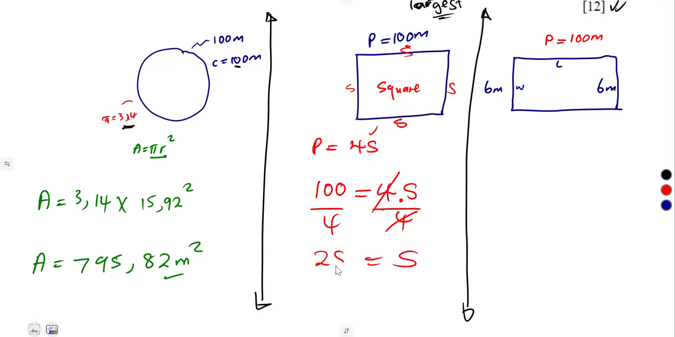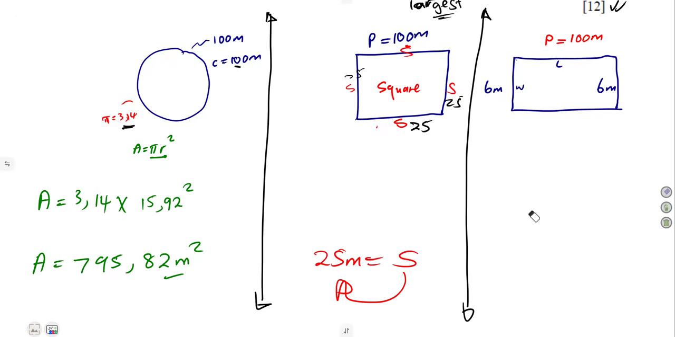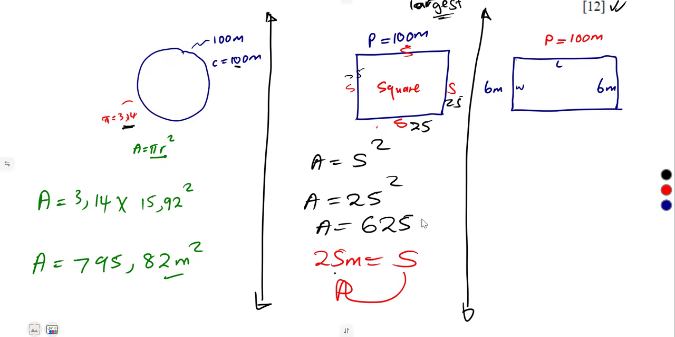So that was going to give us 25 meters. So s, which is each side of a square, is what? 25, 25, 25, 25, like that. So what is the area? If the side is 25, area is equal to side squared. So area is going to be 25 squared, which is 625 square meters. All right.